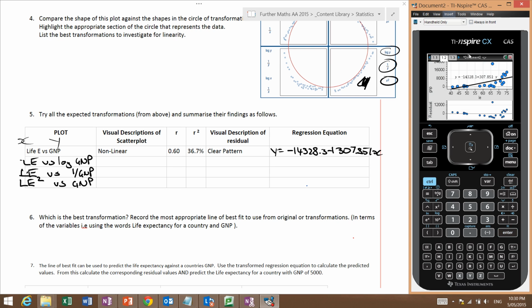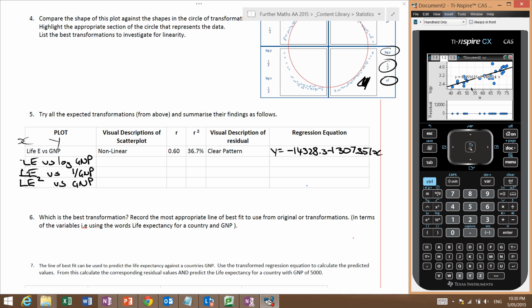We need to have a look at the plot. So let's do the first one. We're going to do life expectancy. So that still stays there because I haven't changed that transformation. So anytime I've got life expectancy, it's always going to be on the X. Anything I do with the GNP, whether it's a log, an inverse, whatever it happens to be, it's always on the Y. So because I've changed the GNP, I'm going to go GNP, and I call this one log Y. All right.